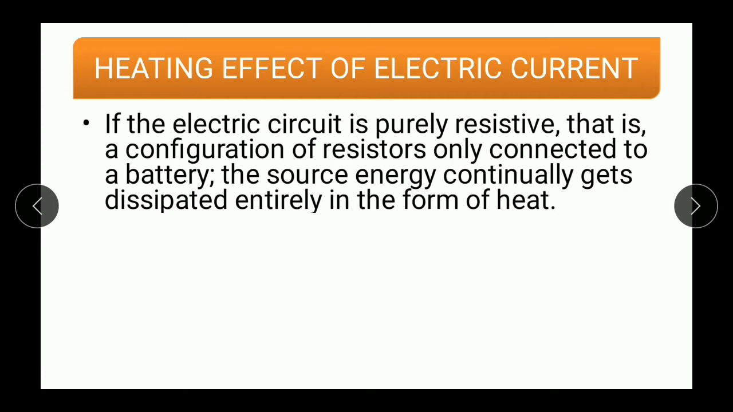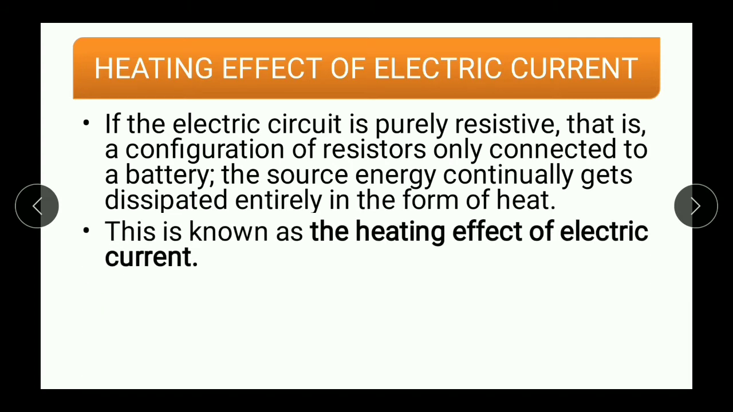Thus, due to the resistance offered by the circuit, electrons collide with the atoms or ions and also with each other. That's the reason for resistance in fact. And due to this collision, there is a loss of kinetic energy of electrons, and this loss of kinetic energy results in an increase in the temperature of the substance. So it appears in the form of heat. Let us move on to the next point. This is known as the heating effect of electric current.